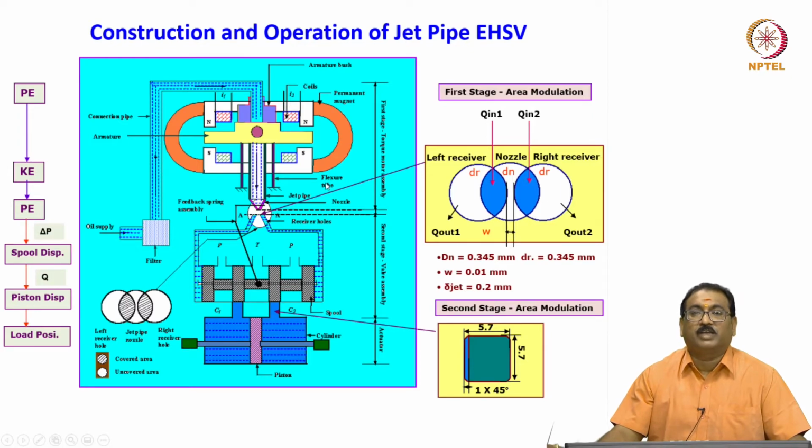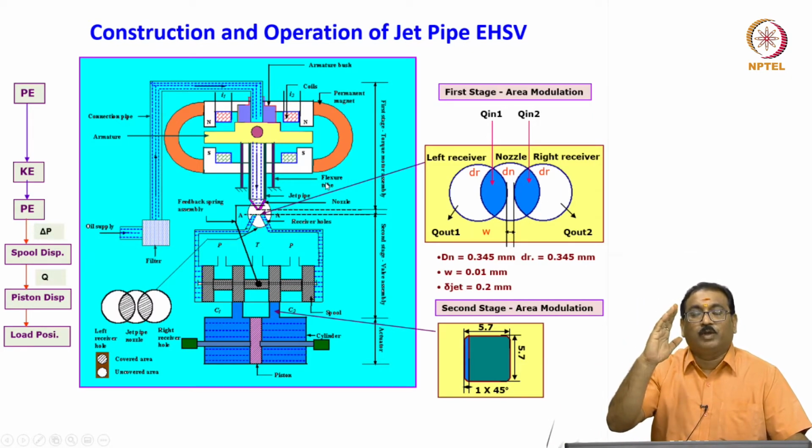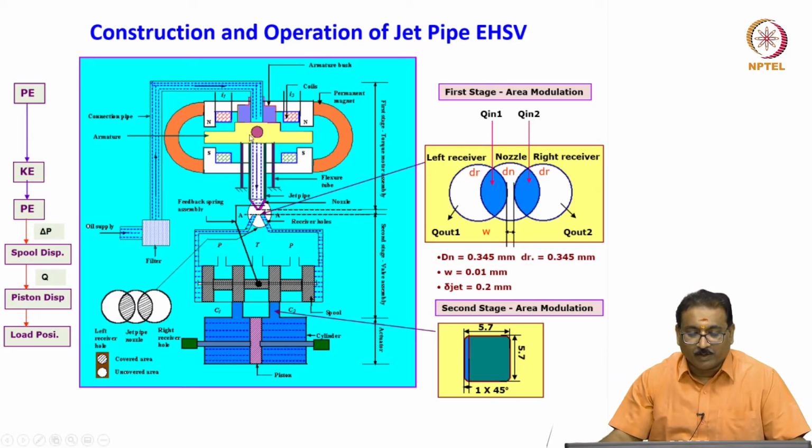The flexure tube has a rotational stiffness and will move along with the armature. The armature is pivoted here, and here is a flow line. Then beneath this is the second stage: the receiver plate, with 2 holes connected to the spool ends. As the spool valve moves, flow goes to the actuator.